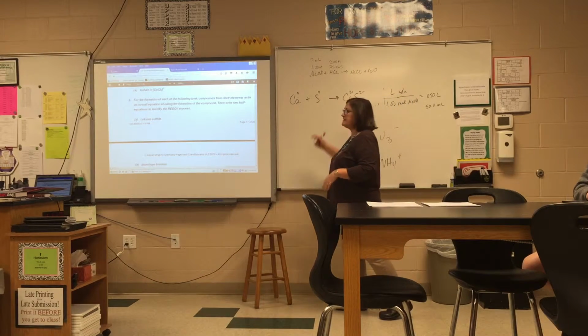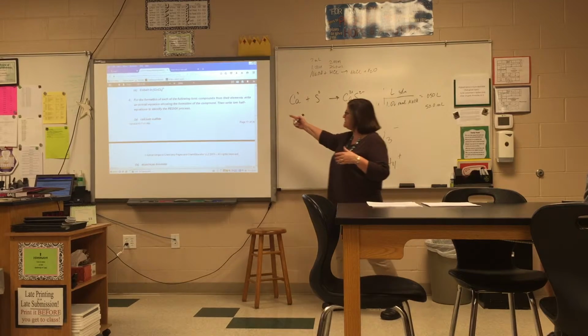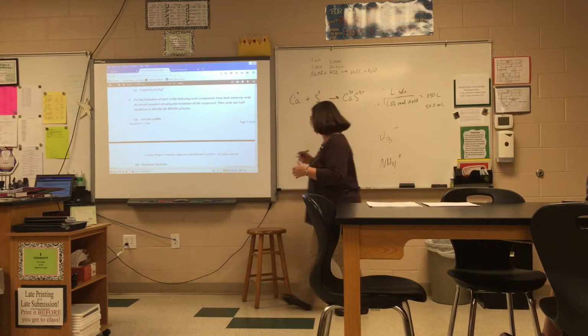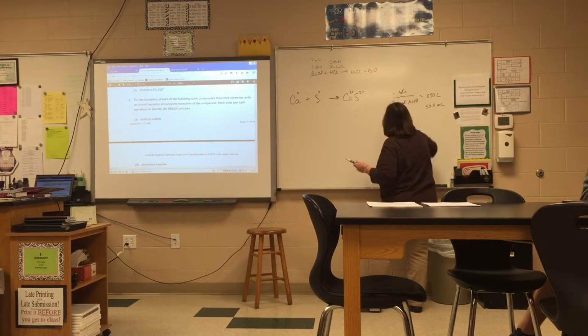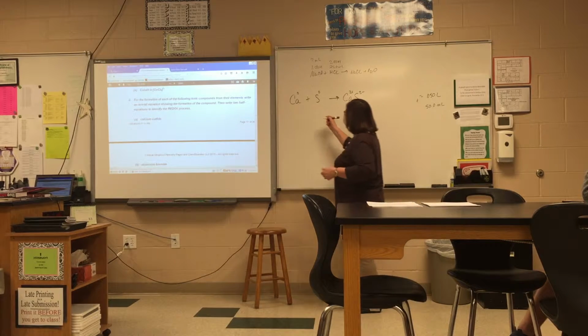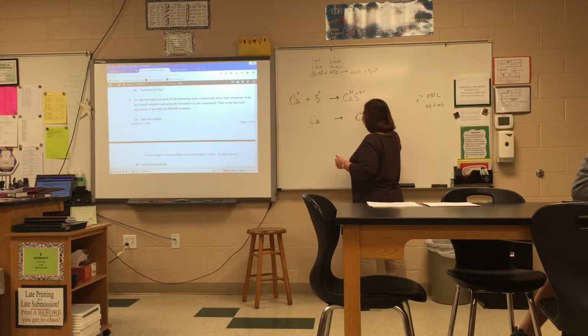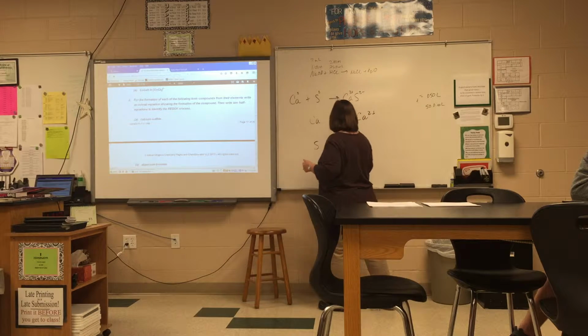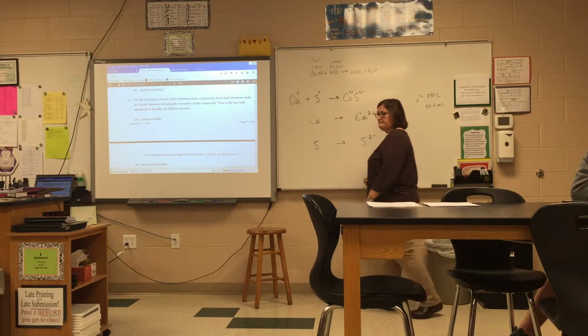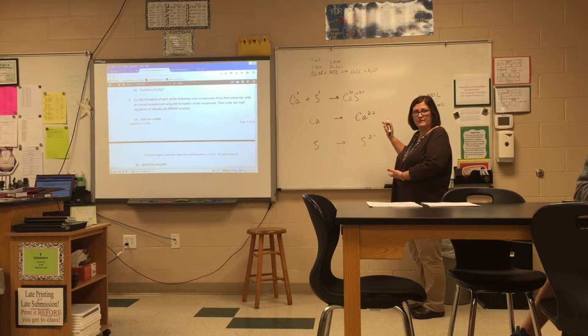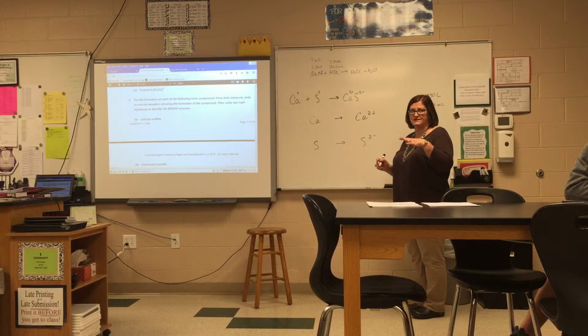Okay? So now the question here is to write the overall equation. I've written the overall equation. Now I'm going to write the two half reactions and tell what the parts are. Okay, so let's do this part. It's going to get hard. So I'm going to say Ca yields Ca2 plus, and S yields S2 minus. Everybody understand where I got that part from?